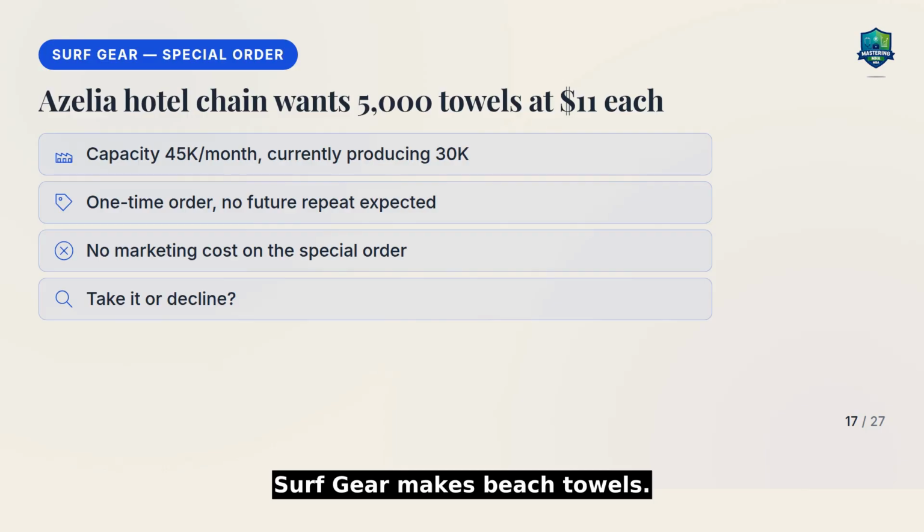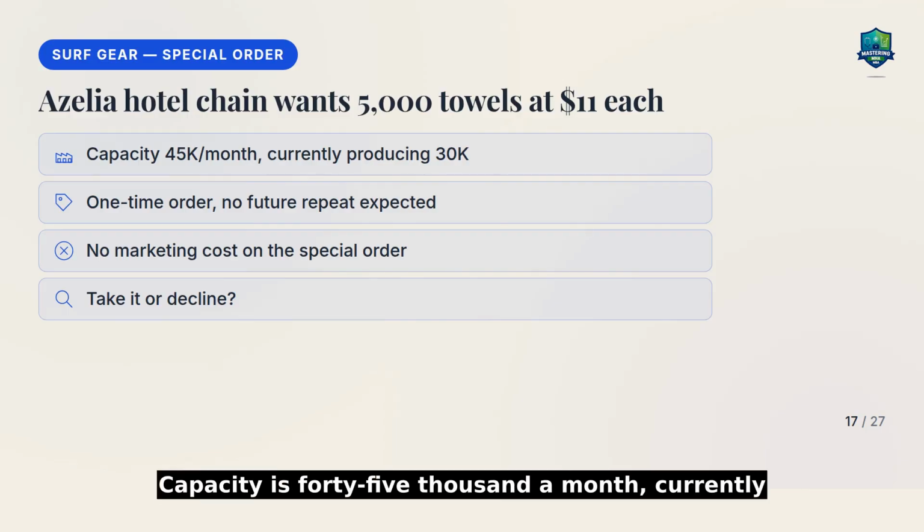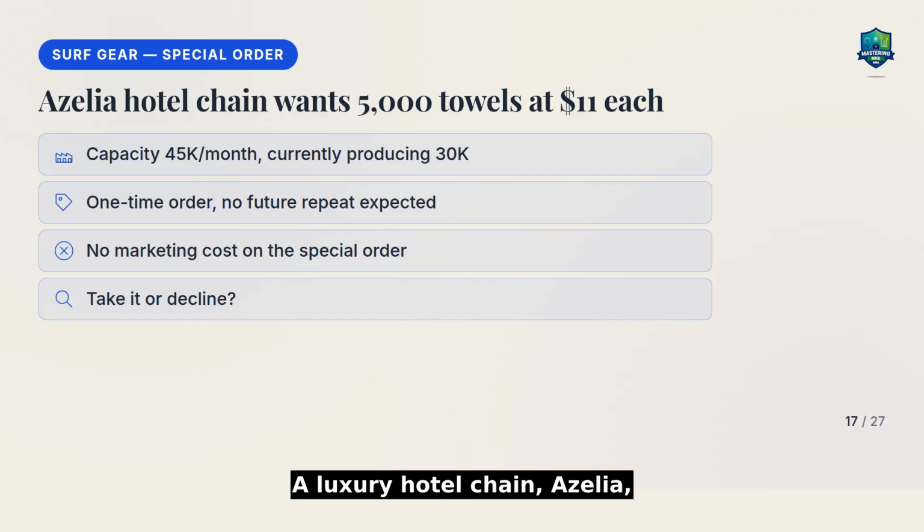Surf Gear makes beach towels. Capacity is 45,000 a month, currently producing 30,000 for retail department store customers. A luxury hotel chain, Azealia, has lost their existing towel supplier and offers to buy 5,000 towels in August at $11 apiece. No future orders expected. Should Surf Gear take the deal?